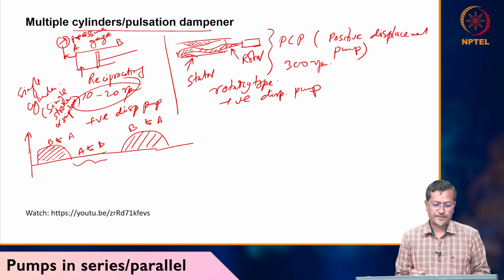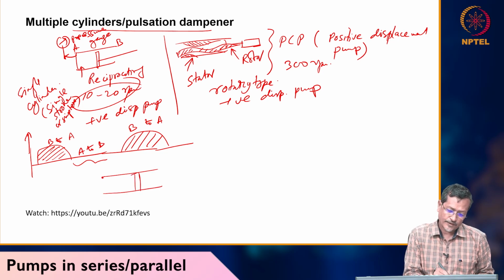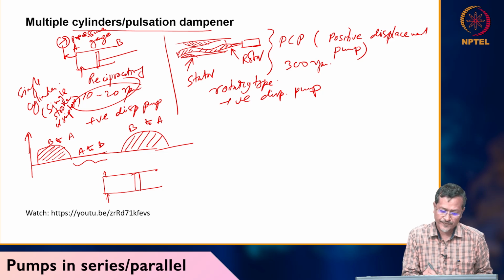Okay, if you have a simplex pump, one time you are delivering, another time you are not delivering, so you are getting pulsed flow. Now if you have a double acting pump, it means you have a piston, one delivery valve and one suction valve on this side, and on this side also there will be one delivery valve and one suction valve.